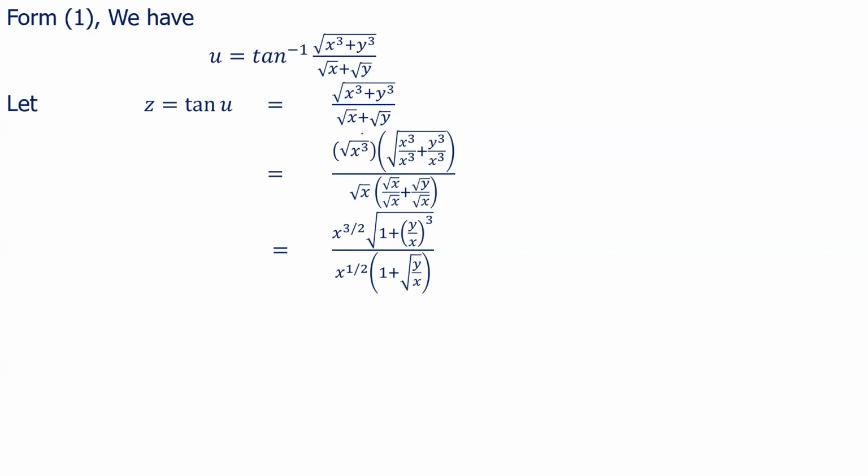Now x to the power 3 whole to the power 1 by 2, so it is x to the power 3 by 2. Similarly, root of x can be written as x to the power 1 by 2. Now x cube upon x cube is 1, plus y by x whole cube. Similarly, root x upon root x is 1, and root of y upon root of x is root of y by x. So clearly, let me again write this down: this is x to the power 3 by 2, and the x to the power 1 by 2 goes from the denominator to the numerator, it will become minus 1 by 2. So x to the power 3 by 2 minus 1 by 2.